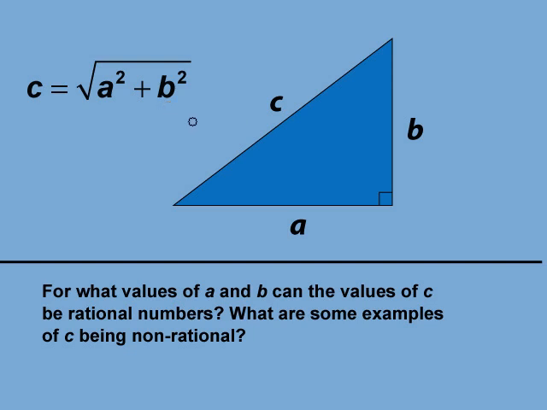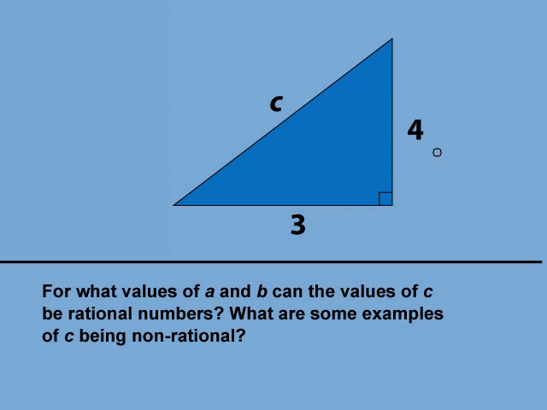Notice that the calculation of c involves squaring the a term and the b term, and then finding the square root of the sum. There are some cases when the value of c is a rational number. Let's look at an example.